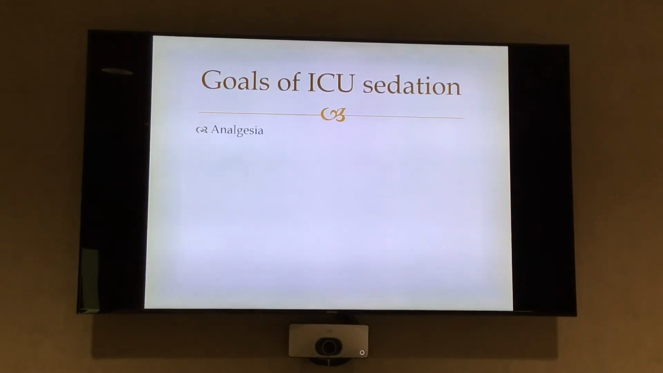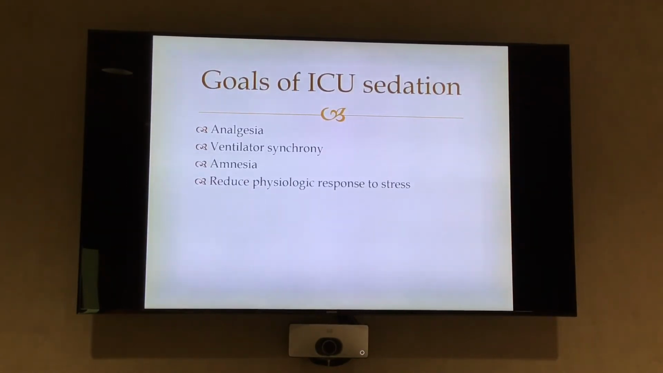So you guys enlisted most of the important ones. Analgesia is one of the most important. Ventilator asynchrony, amnesia. A lot of times we tell the parents that they may not remember what happened, and I've seen a lot of older kids who can communicate once they're extubated. They really don't have recollection of events, like if someone put a line in them or when you suctioned. We'll talk about specific agents which do more amnesia compared to more analgesia. Also, reducing the physiologic response to stress.